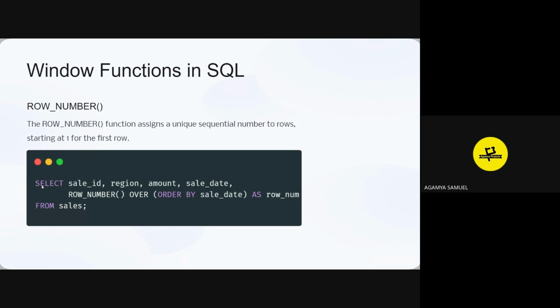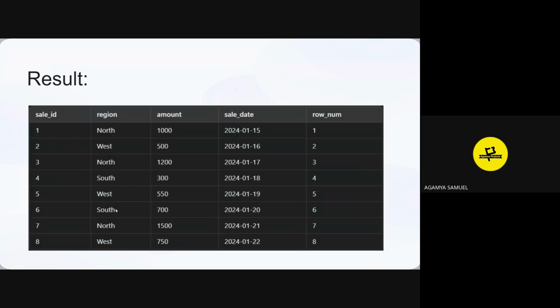So here is the query. This is the normal select statement. We are selecting the sale ID, region, amount, sale date. Then we are using the row number function. The row number function will order by sale date. So it will rearrange the rows on the basis of the sale date as row number from the sales table. So this will be the output.